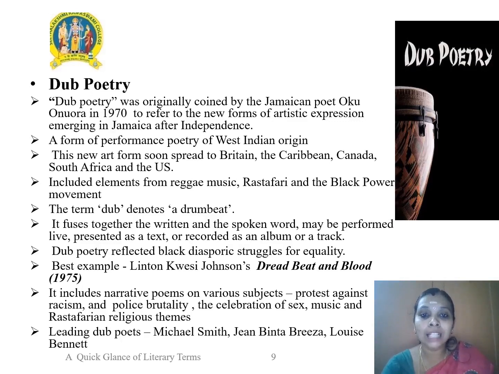The best example is Linton Kwesi Johnson's Dread Beat an' Blood in 1975. It includes narrative poems on various subjects of protest against racism and police brutality, the celebration of sex, music, and Rastafarian religious themes. Leading poets are Michael Smith, Jean Binta Breeze, and Louise Bennett.